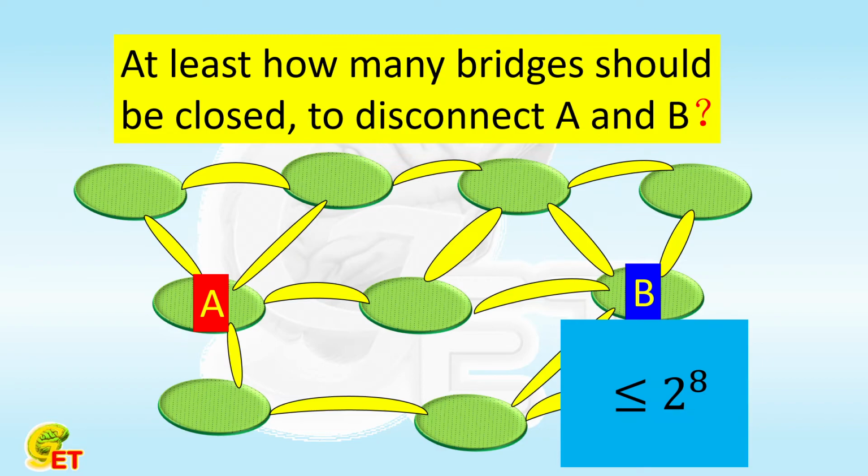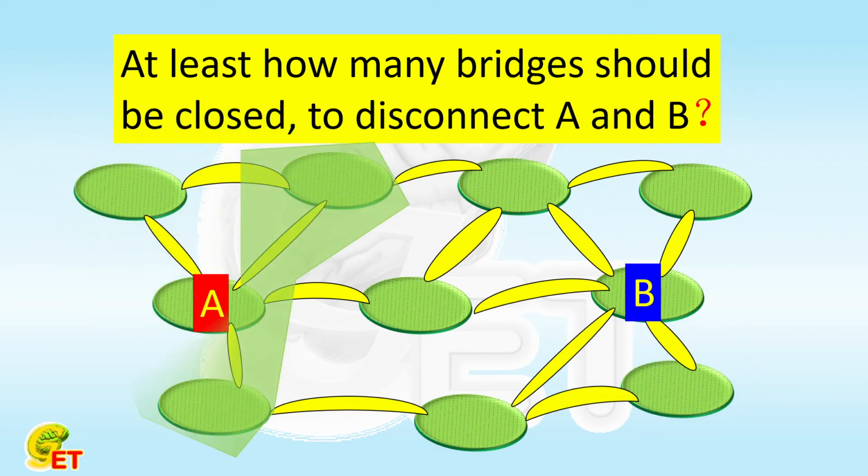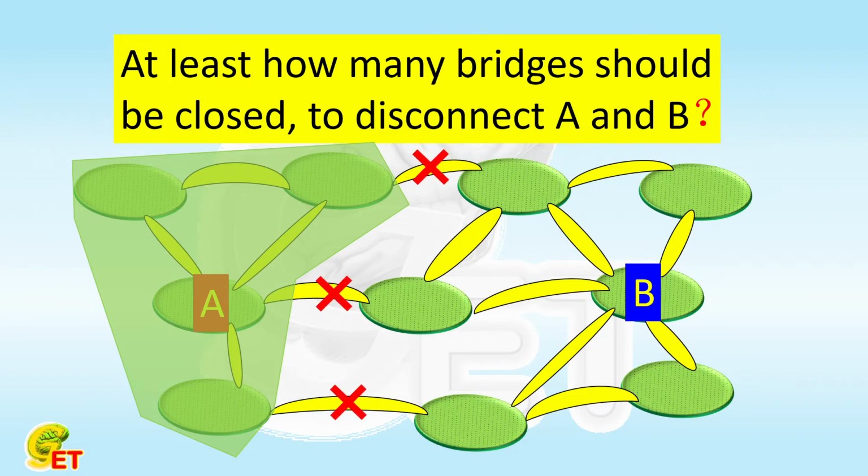For example, we regard these 3 islands as a whole, or regard these 4 islands as a whole. They can be connected to the outside through these 3 bridges. Closing these 3 bridges can therefore completely disconnect A and B. Except for that, there are no other solutions with fewer closed bridges, and the answer to this question is actually 3.